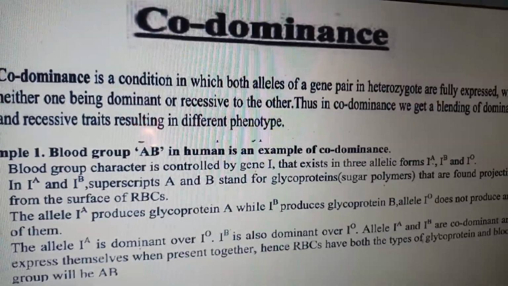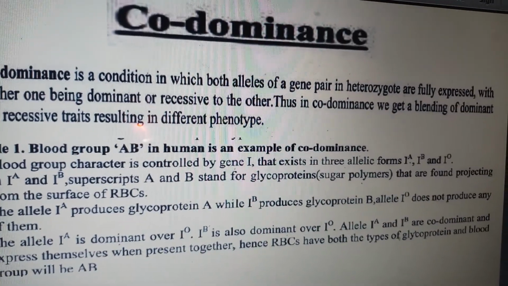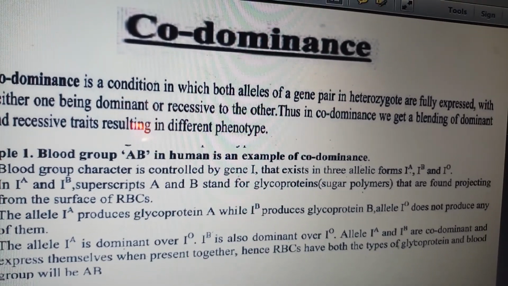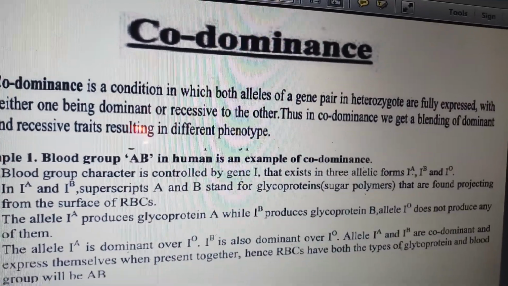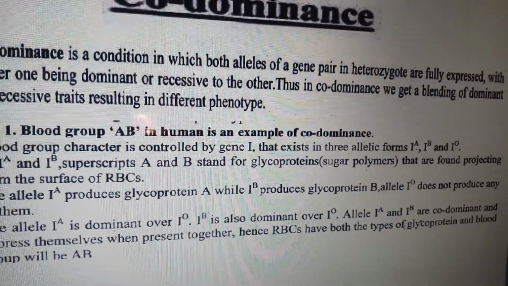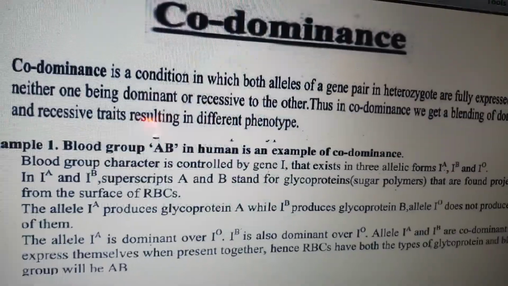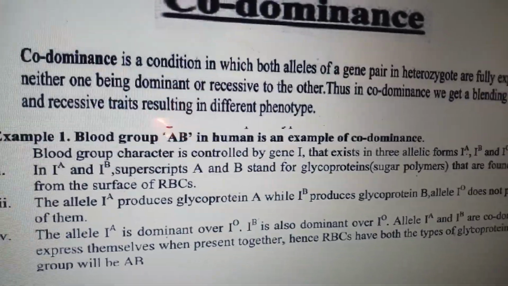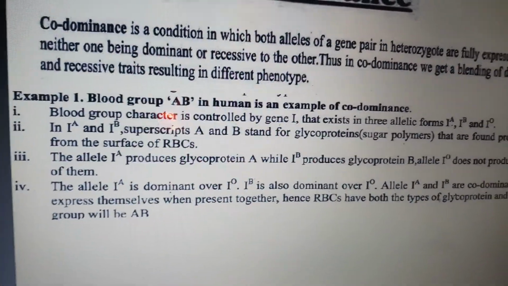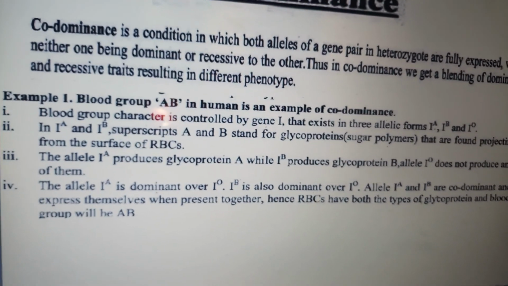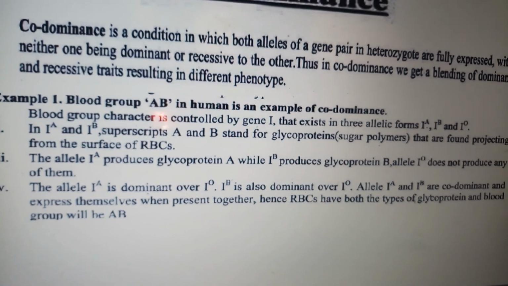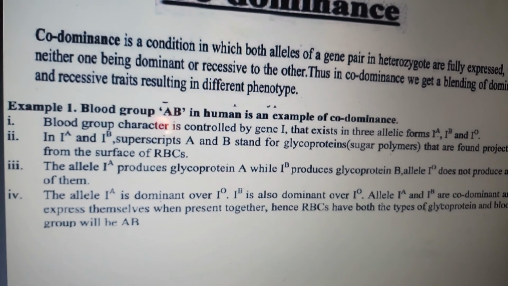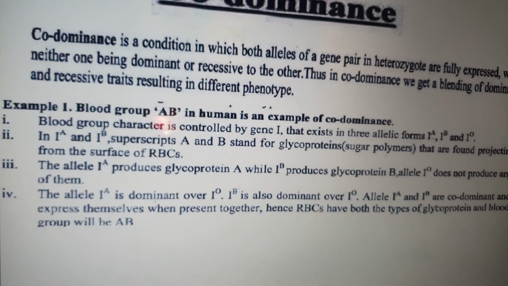Codominance is a condition in which both alleles of a gene pair in a heterozygote are fully expressed, with neither one being dominant or recessive to the other. This is codominance. We get a blending of dominant and recessive traits resulting in a different phenotype. For example, blood group AB. You know there are types of blood group in man, that is blood group A, blood group B, and blood group AB, and O is the universal donor. So blood group AB in humans is an example of codominance.